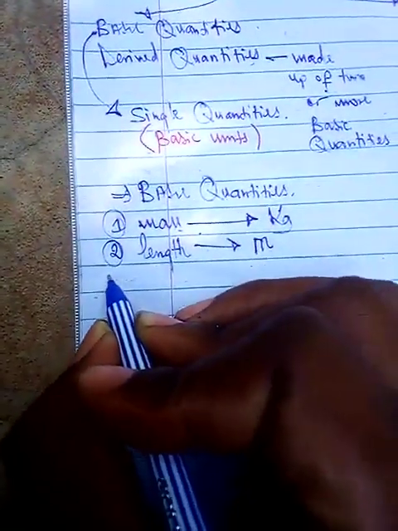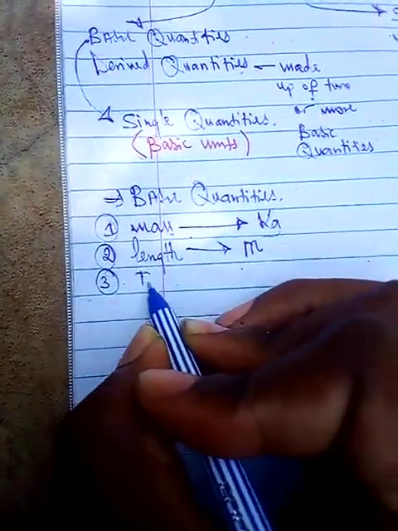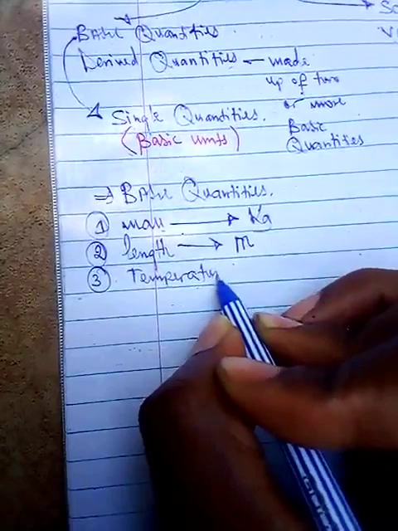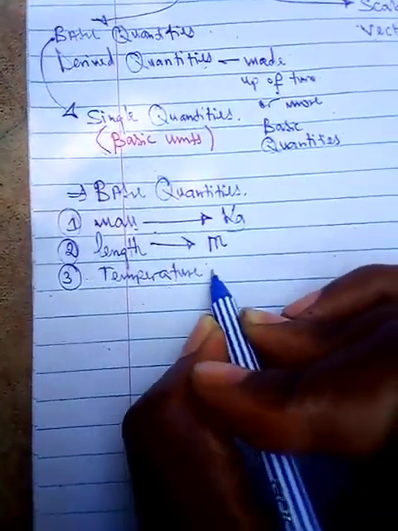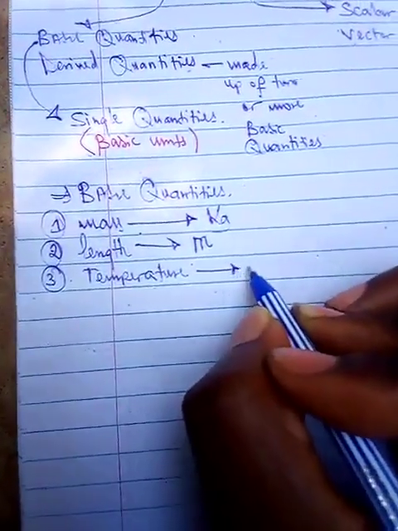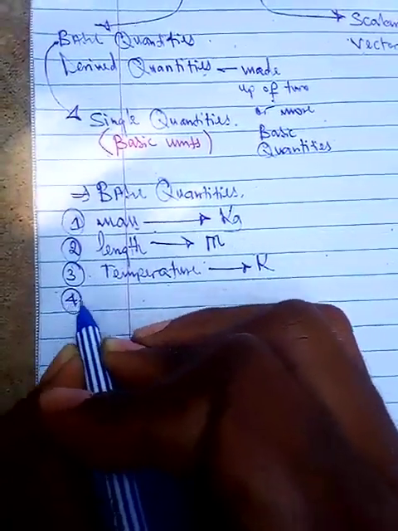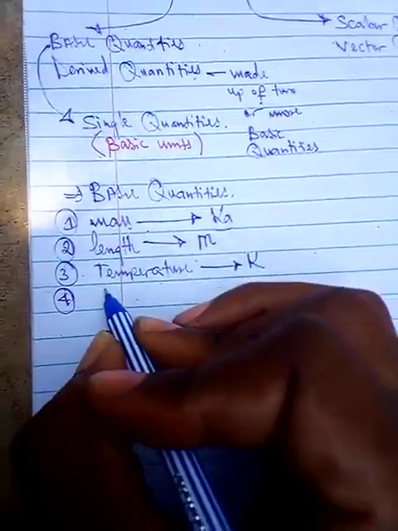Number three, we can talk about temperature. The unit for temperature is the kelvin. Number four, we can talk about electric current.